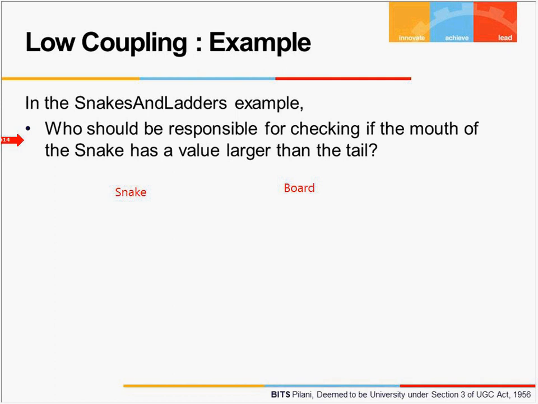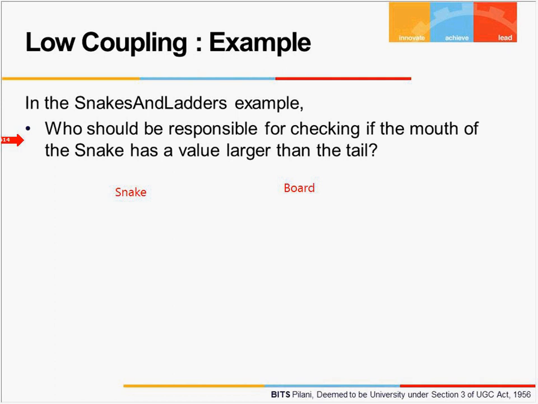One solution, one answer, says that since the board is responsible for creating instances of the snake, the board should be responsible for checking that the mouth of the snake has a value larger than the tail. Right? It is in a way correct. We can say that both should be responsible for checking if the mouth of the snake has a value larger than the tail.